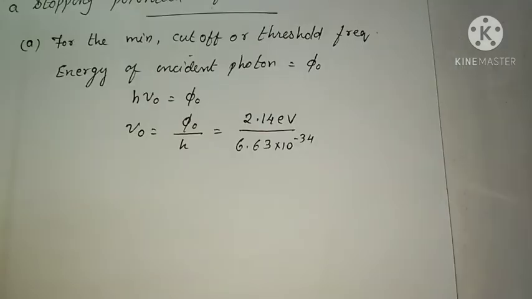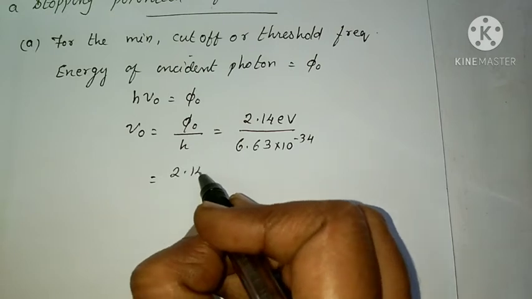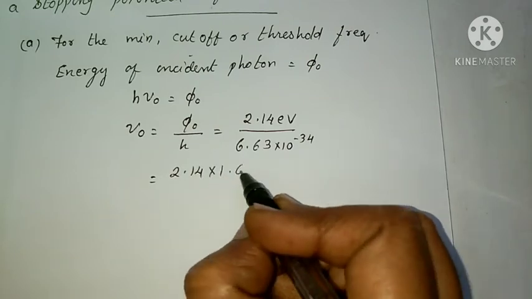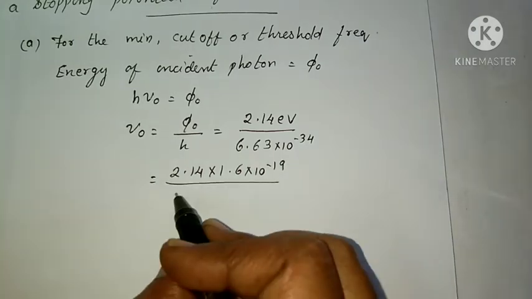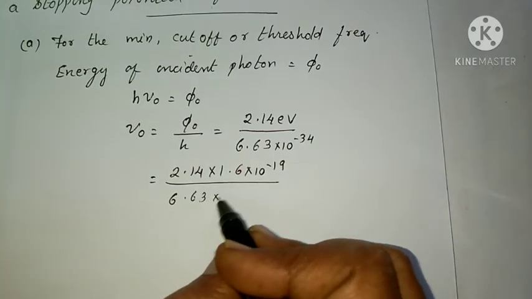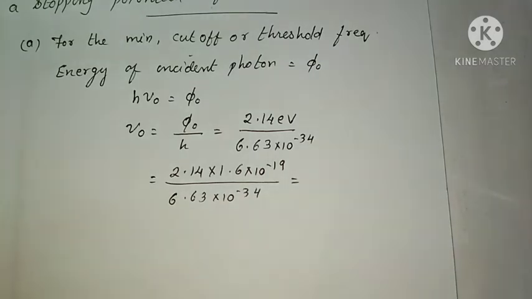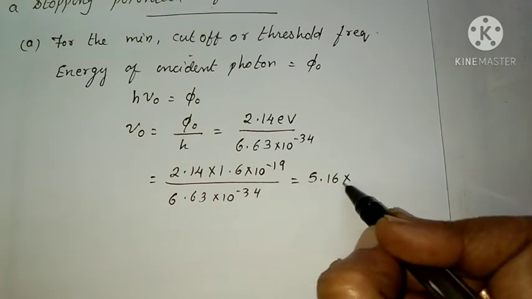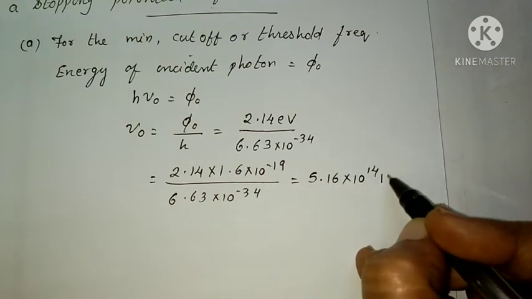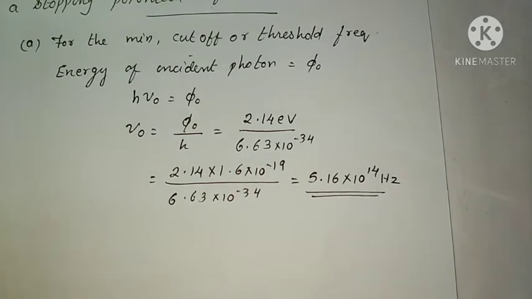Then electron volt you change it into joule. That is equal to 2.14 into 1.6 into 10 raised to minus 19 divided by 6.63 into 10 raised to minus 34. So you will get the answer 5.16 into 10 raised to 14 hertz. So this is the first part of the question. That is the threshold frequency of cesium.